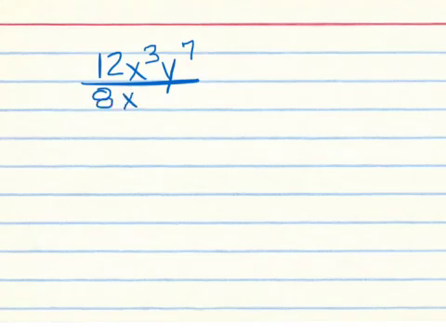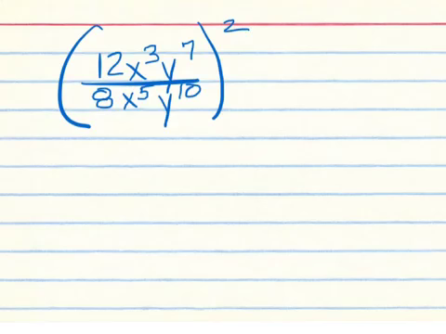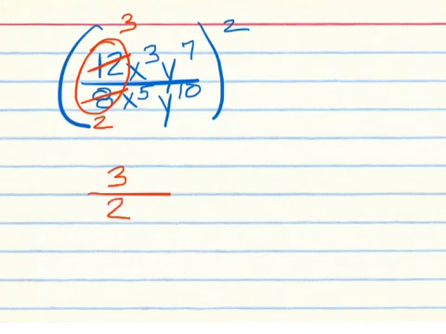In this problem, we have 12x to the third, y to the seventh, over 8x to the fifth, y to the 10th. All of this is going to be to the second power. Reduce 12 over 8 first. What's the highest number that goes into 12 and 8? 4. 4 into 12 3 times, and into 8 twice. So you start off with a 3 over 2.